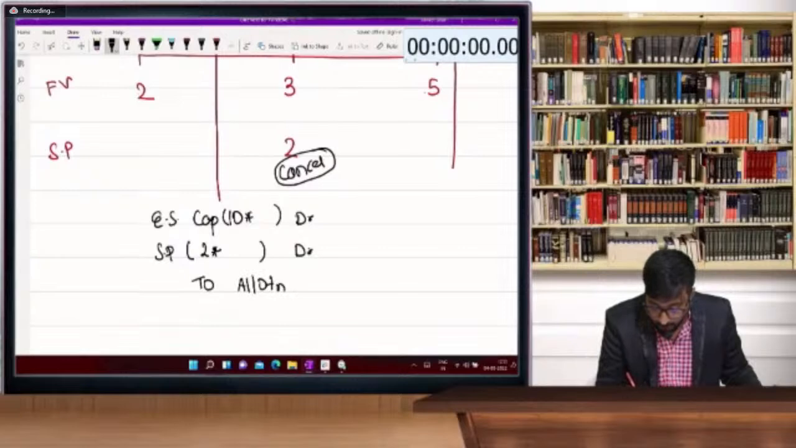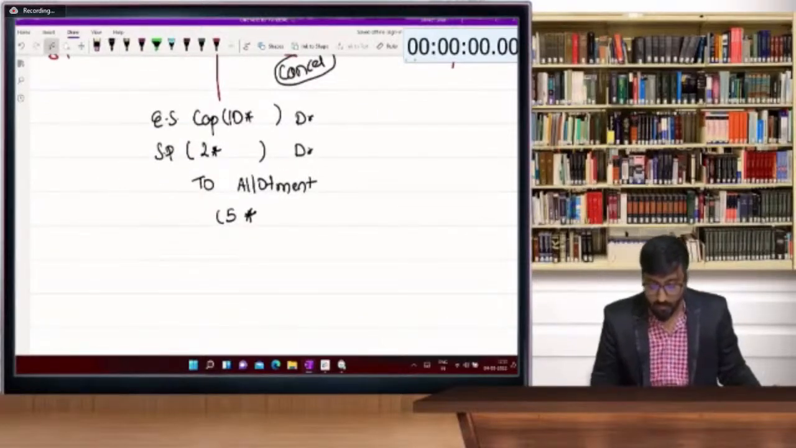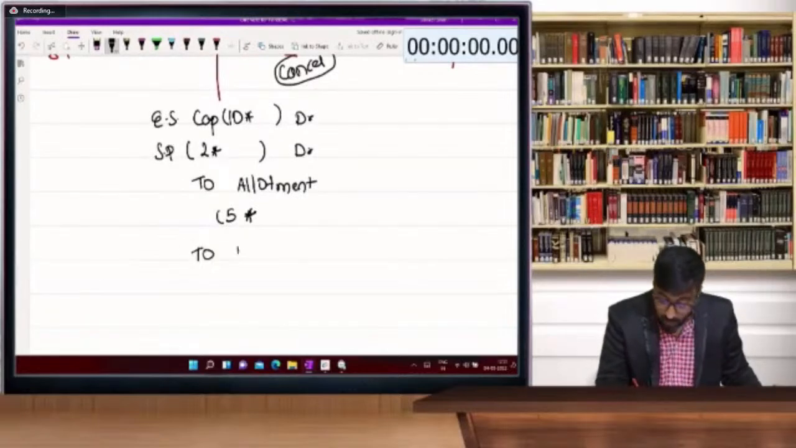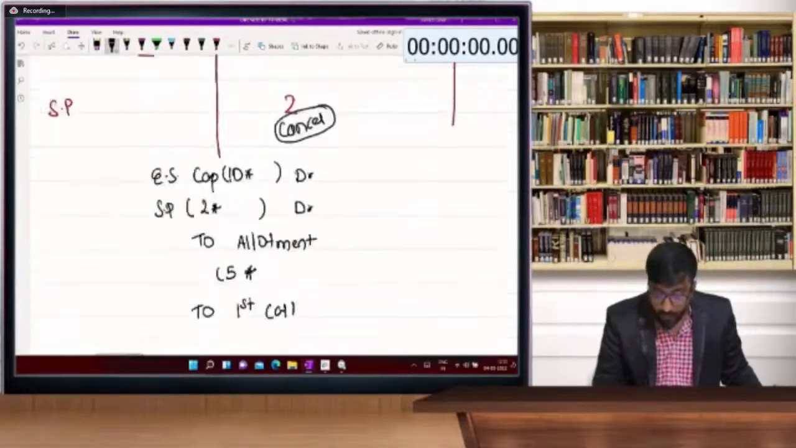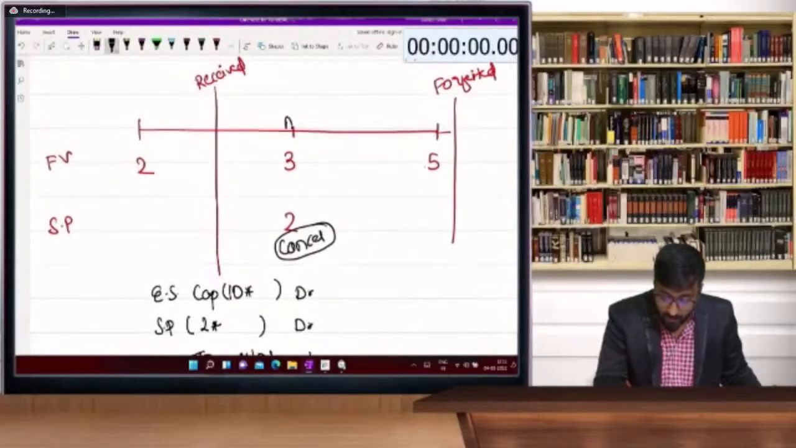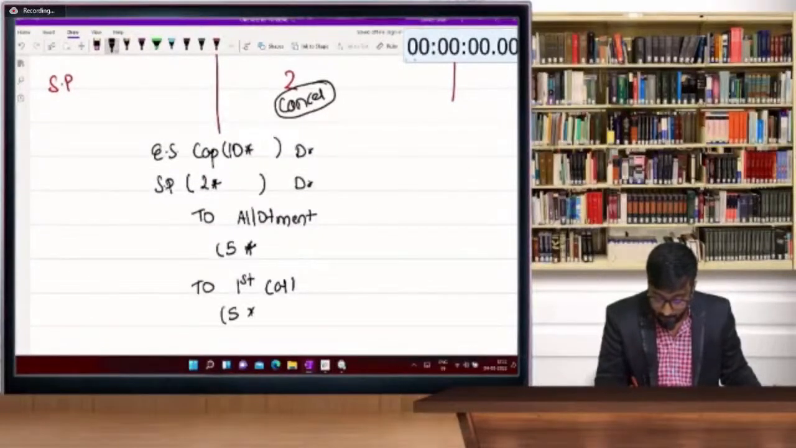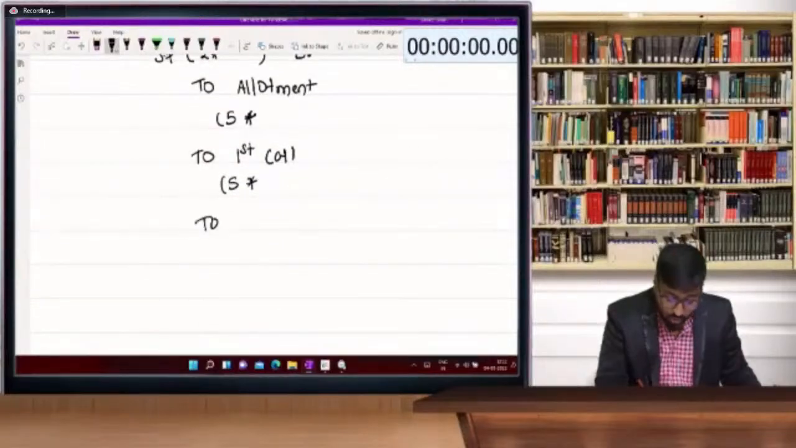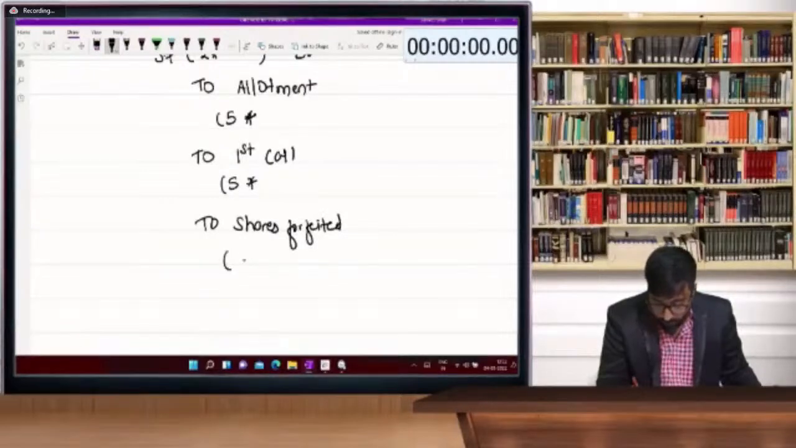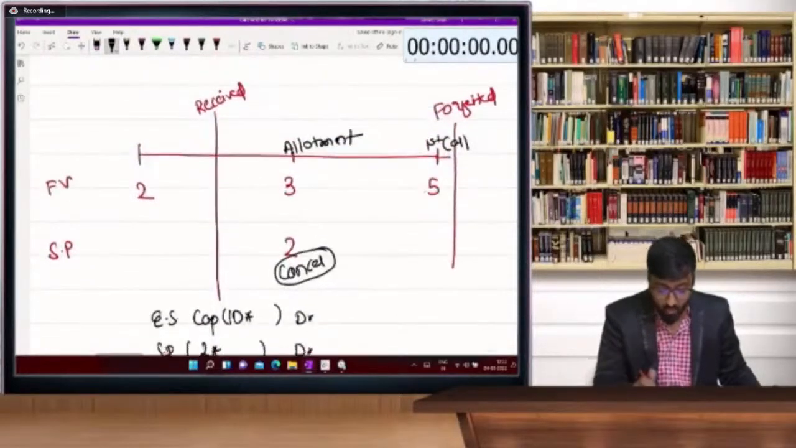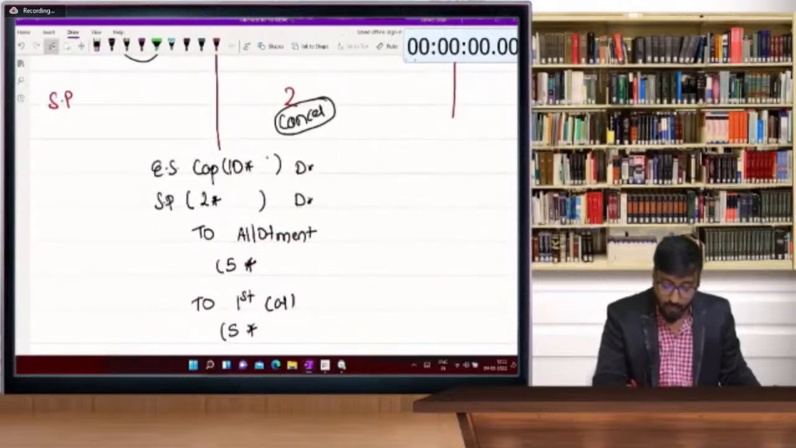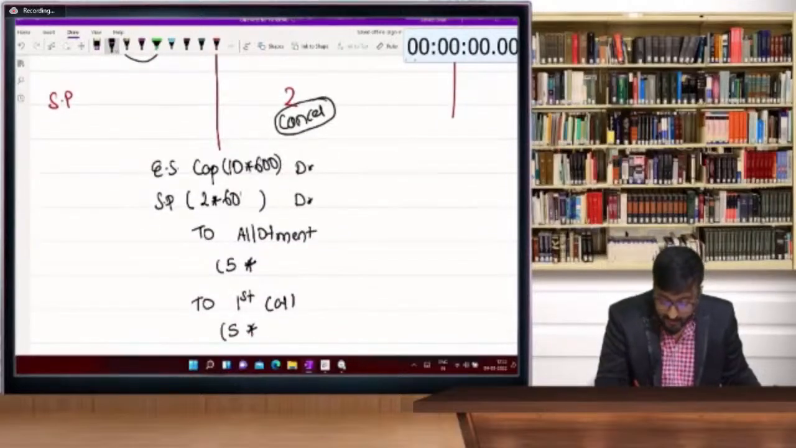Allotment, 5 rupees. First call, 5 rupees. Allotment हो गया इधर 5 rupees and first call 5. 2 shares forfeited. Collected amount face value 2 rupees. How many shares you allotted? 600.